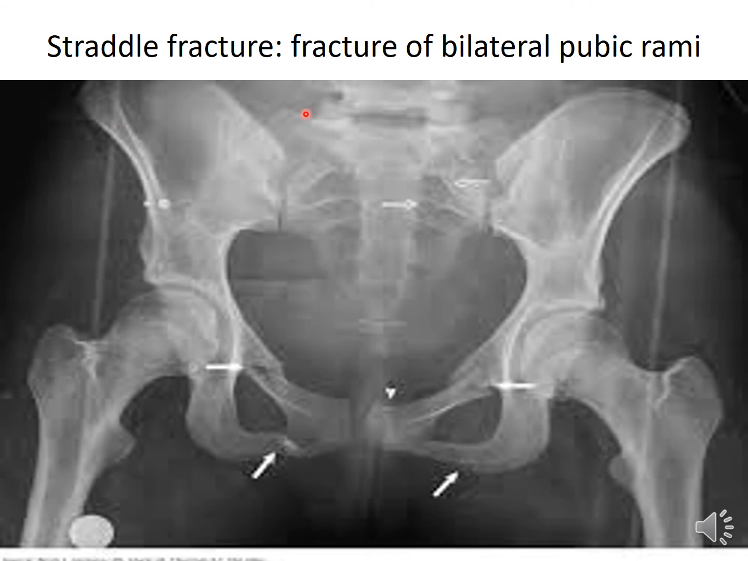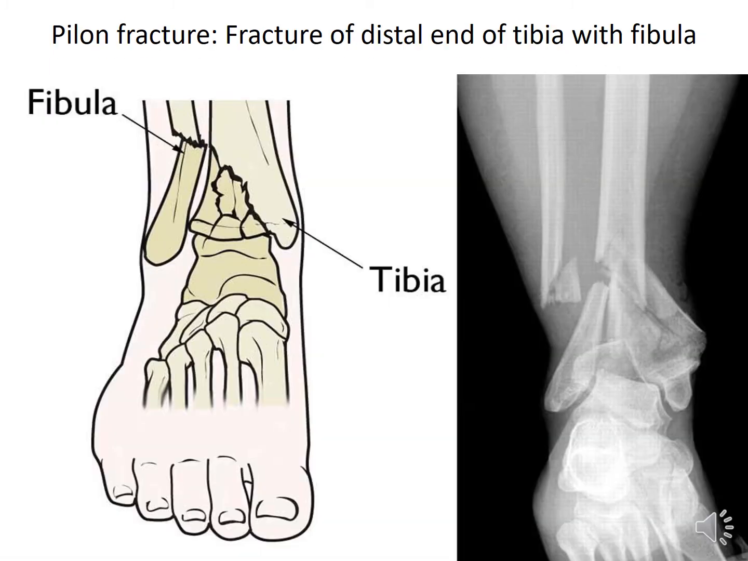Next is the straddle fracture. Straddle fracture is the fracture of the bilateral pubic rami. Here we can see there is a fracture in the bilateral pubic rami. Here also we can see there are fracture lines. So this is straddle.